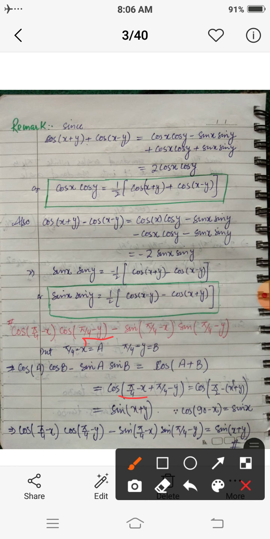Now pi by 4 plus pi by 4 is pi by 2, that is 90 degrees, because 45 plus 45 is 90, which is pi by 2, minus x minus y, which is simply minus (x plus y). Also cos(90 minus theta) is sin theta, which is simply sin(x plus y). So this means that the value of this trigonometric expression, cos(pi by 4 minus x) into cos(pi by 4 minus y) minus sin(pi by 4 minus x) into sin(pi by 4 minus y), is simply sin(x plus y).